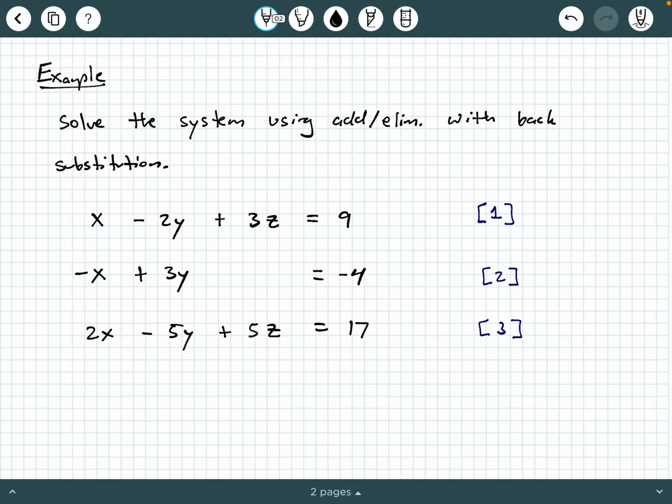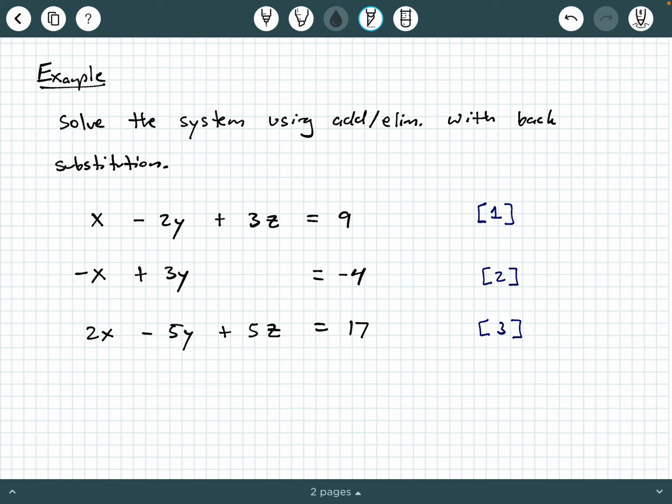In this example, we're being asked to solve the system of equations using the addition elimination method with back substitution. So in this example, we're going to be able to combine pieces of the elimination method with substitution, which can actually become quite convenient for several problems, including this one. So let's take a look at our system here. As you can already see, this is three equations with three unknown variables.